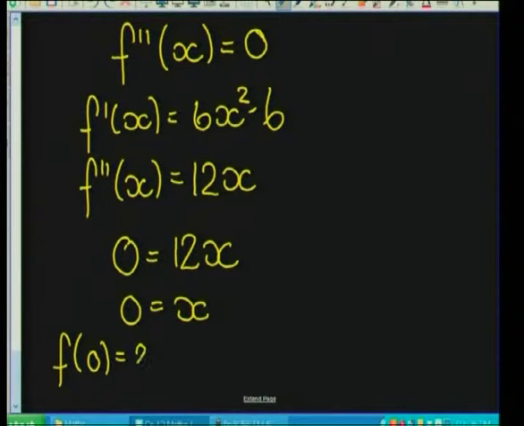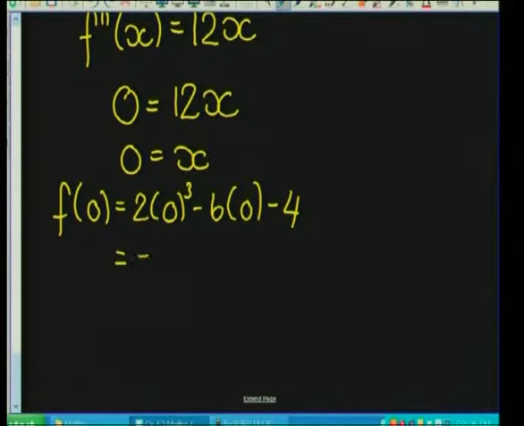So we take 0 and we sub it back into the original equation, all right? Subbing it back into the original equation, 2 times 0 cubed, minus 6 times 0, minus 4, and we land up with negative 4. So we've got a point of inflection, which is at the point 0 and negative 4.